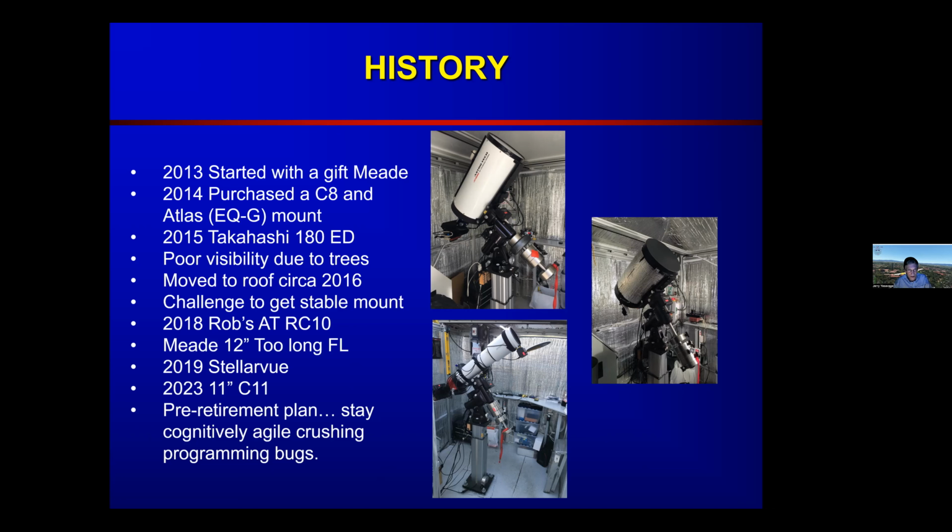But, you know, it's a C8, and it's not really top end. It's a good scope, but it's not what I wanted. And I was into this, I decided I was going to go after the Sharpless objects at that point. So I bought a used Takahashi 180 ED. And I'll show you a picture of that.